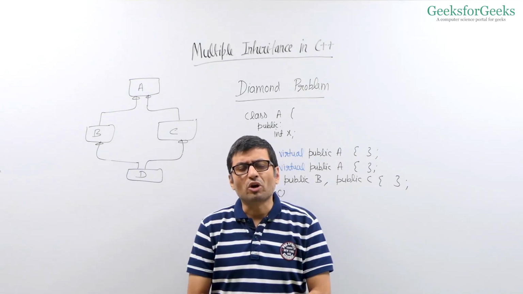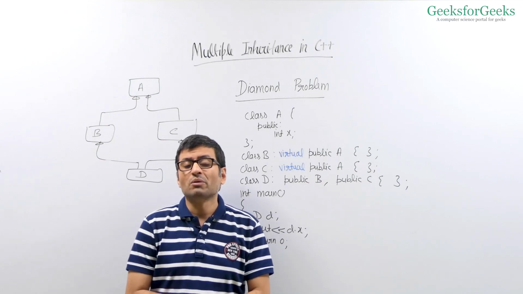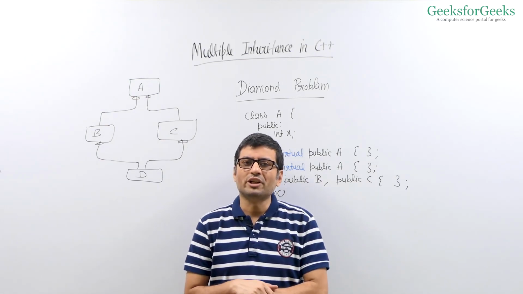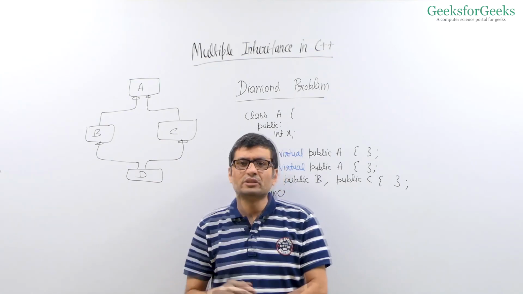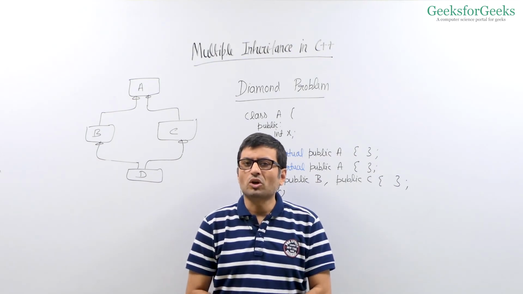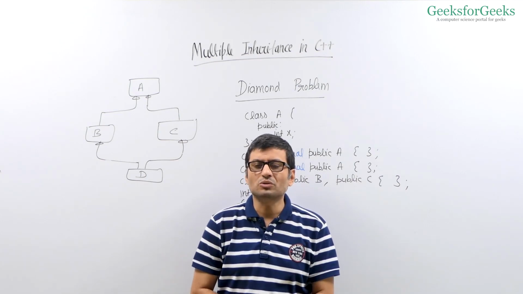In this video, we talked about multiple inheritance. We compared it with multi-level inheritance. Multiple inheritance is when a class inherits from multiple classes. Multi-level inheritance is when there are multiple levels in the inheritance. We talked about the problem with multiple inheritance, the diamond problem. We talked about its solution provided by C++, and the solution is to use the virtual keyword.